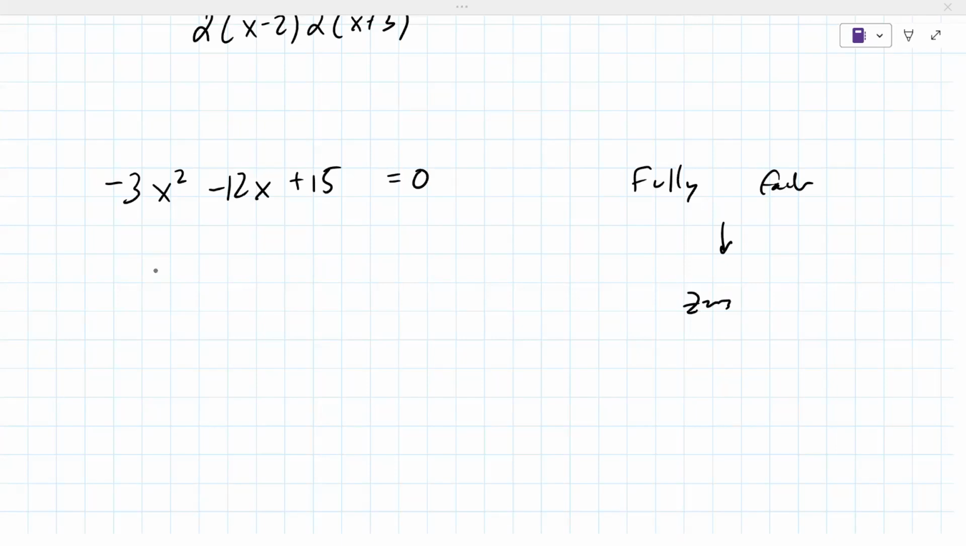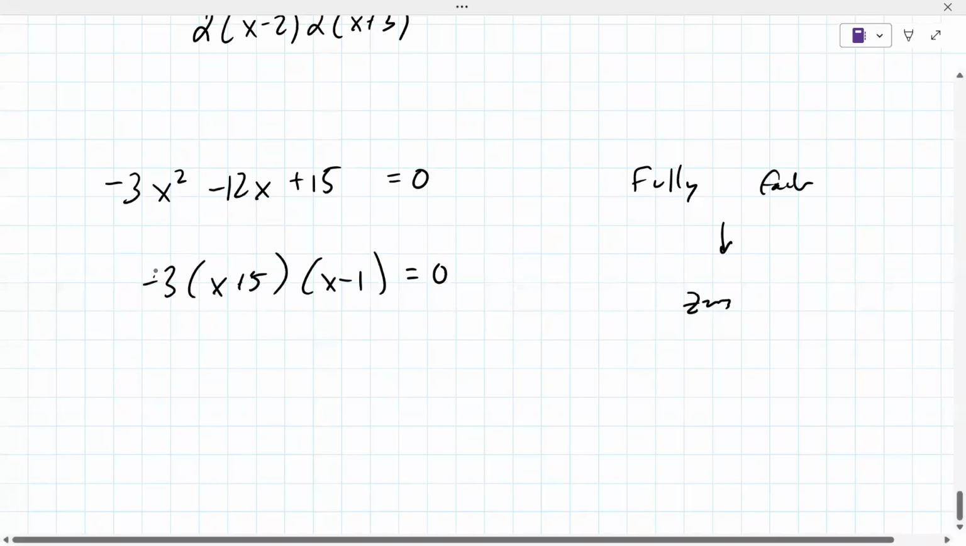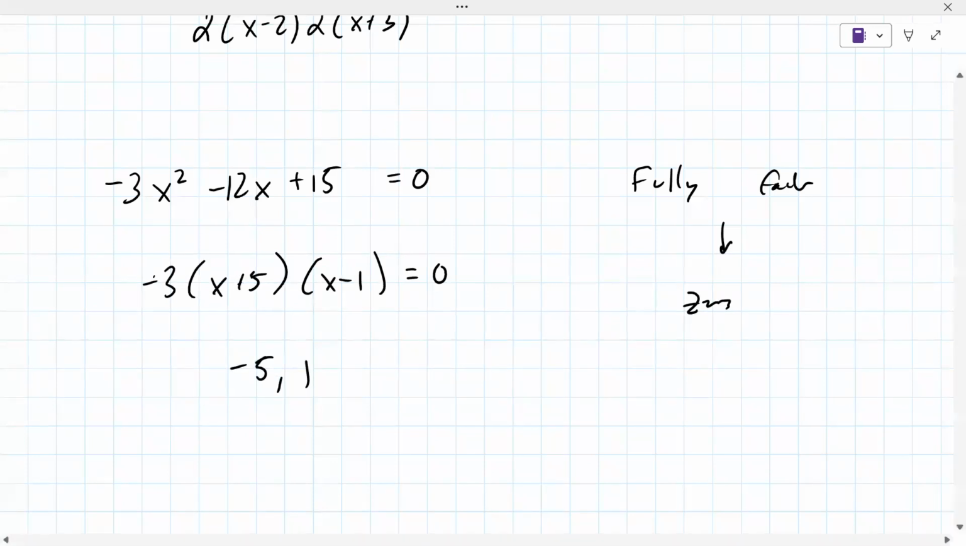Right. I like it. -3, x plus 5, x minus 1 equals 0. Those are the factored form. What are the two zeros of this then? You can just tell me those. Yeah, I think it's just the letters that I'm struggling with. -5 and +1. Yes. Good.